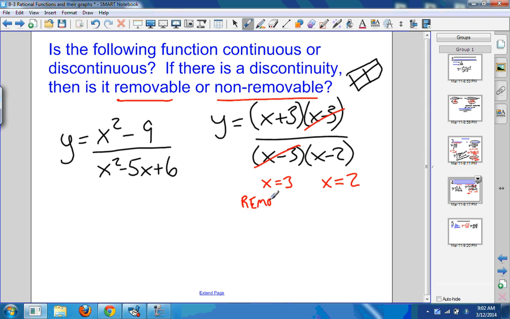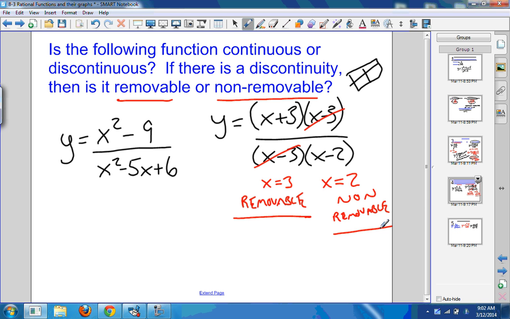My 3 is going to be removable. My x minus 2 I can't cancel out. That's going to stay there forever. So it's going to be non-removable. All right. So is the following function continuous or discontinuous? Say this is discontinuous, right? Because we have a non-removable point of discontinuity. Then is it removable or non-removable? Well, we have a removable one right here at x equals 3 and a non-removable point of discontinuity at x equals 2.